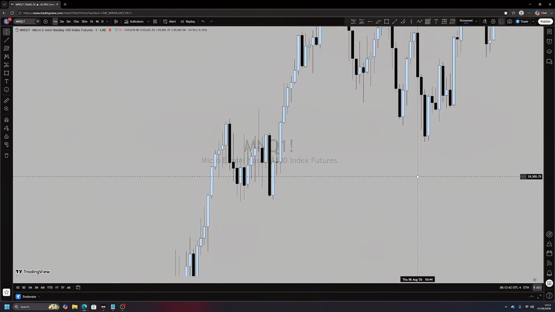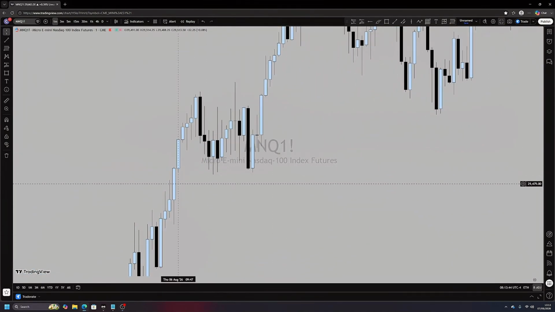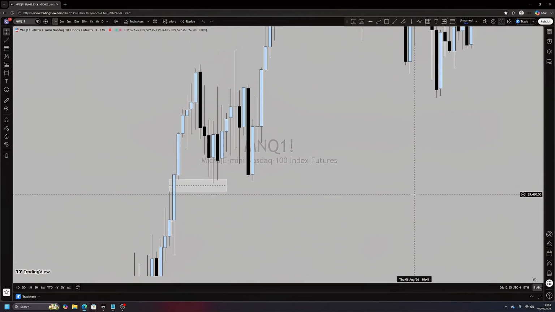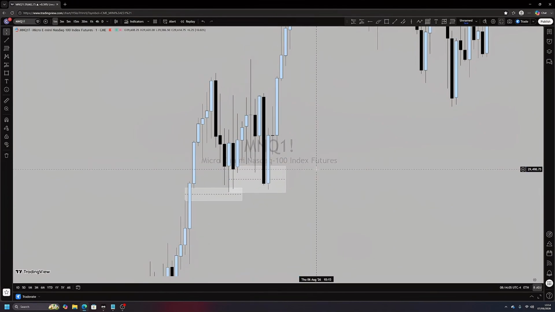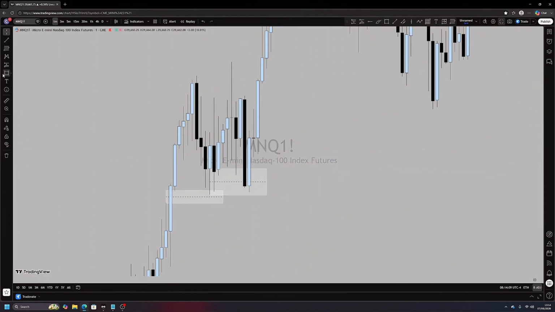So right here, you can see we come down, tap into a 1 minute fair value gap, which was also stacked on top of a 3 minute fair value gap. We then rejected off of it, closed a bullish candle. So this is now a bullish rejection block. Yes, it got filled here. We came up, came back down. We're going to forget about this part for now.